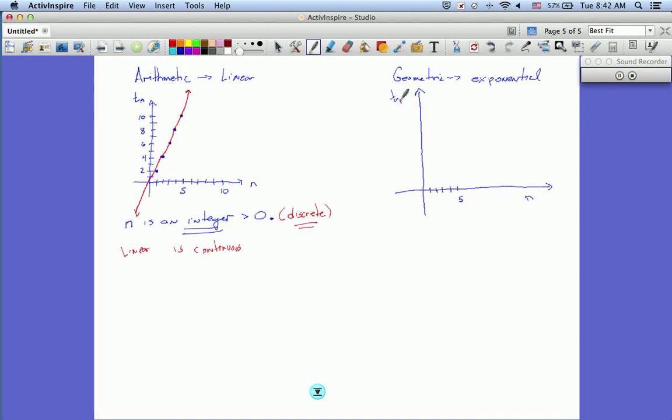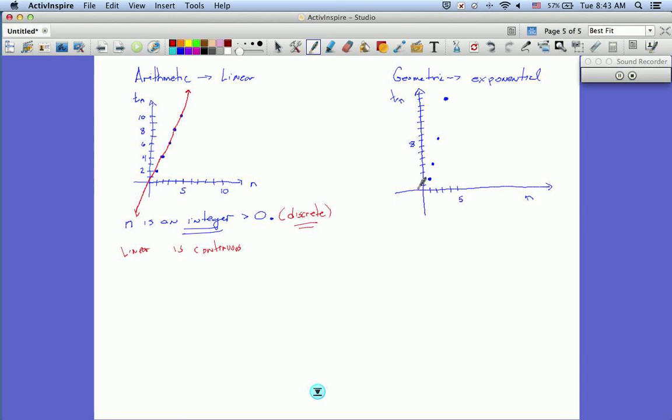And t sub n is my vertical axis. We have n for term numbers and t sub n for the term value. They take over our horizontal and vertical axes. Let's say our first term is 2, our second term is 4, starting the same way, third term is 8, fourth term is 16. So you can see this is kind of growing a little bit here. You can't really see it too well with my graph, but trust me, it is. So again, n is an integer greater than 0. It's discrete. It's a bunch of dots.